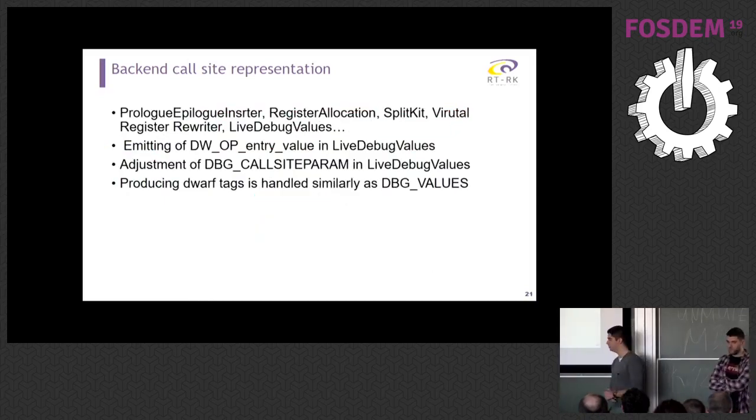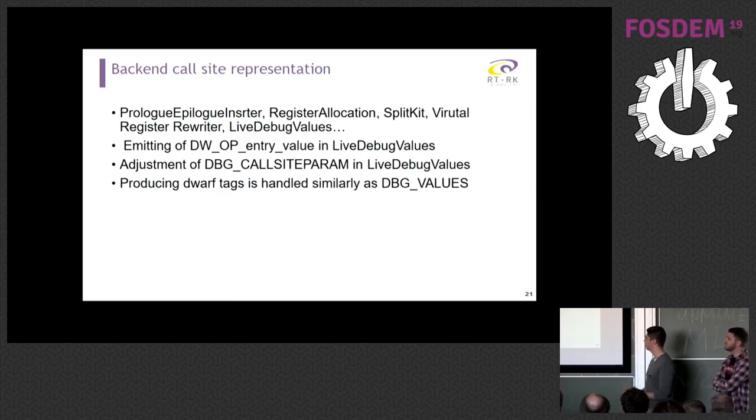In order to handle this instruction in the backend, we needed modifications in the prologue epilogue inserter pass, register allocation, split kit, virtual register rewriter, and most important for us, the live debug values pass. The job of this pass is to broadcast DBG value pseudo instructions into successive blocks where the preserved location is not clobbered, where that location is valid. So naturally, it should emit replacements for DBG values that represent parameters.